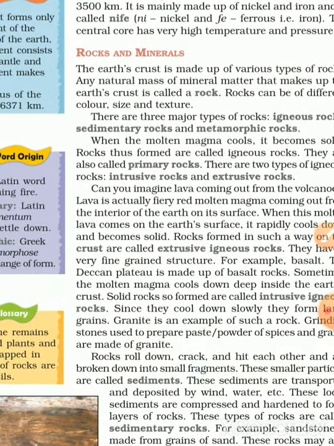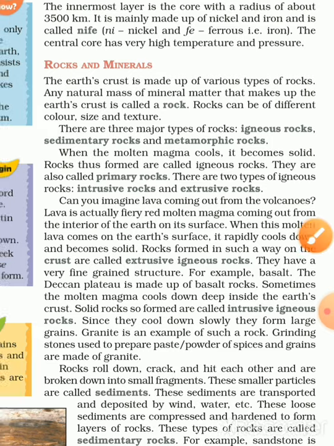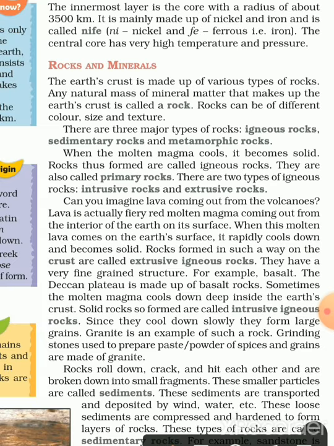The innermost layer is the core with a radius of about 3500 km. It is the third layer, and it is mainly made up of nickel and iron. It is called NIFE, N-I-F-E. Ni stands for nickel and Fe stands for ferrous, that is iron. The central core has very high temperature and pressure.